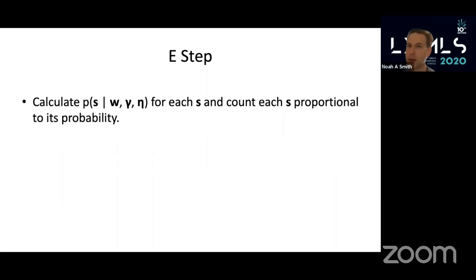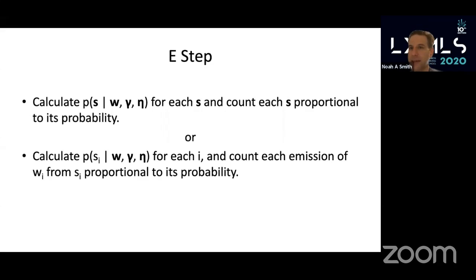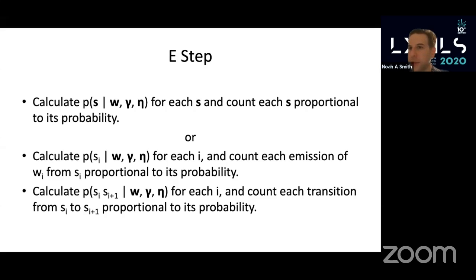So to put it in mathematical terms, we need the probability of the state sequence for every possible state sequence. And from that, we want to count every possible state sequence proportional to its probability. That's the easier-to-grasp version of what's happening on the E step, but what we practically do doesn't actually ever enumerate all the possible state sequences. The way we think about this in practice is we're calculating the probability over possible values of S_i for every position i, and count every emission of word i from S_i proportional to its probability. And similar for the transitions.